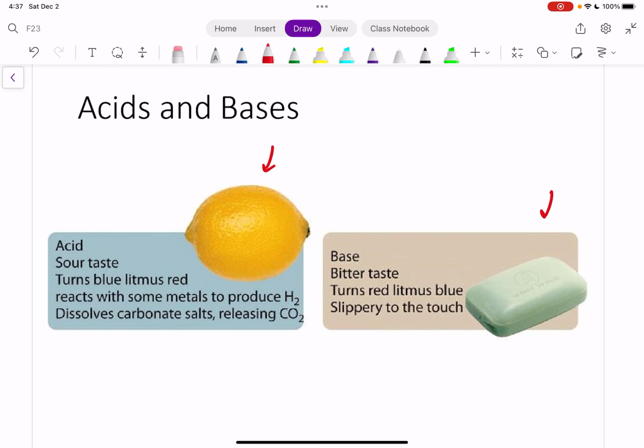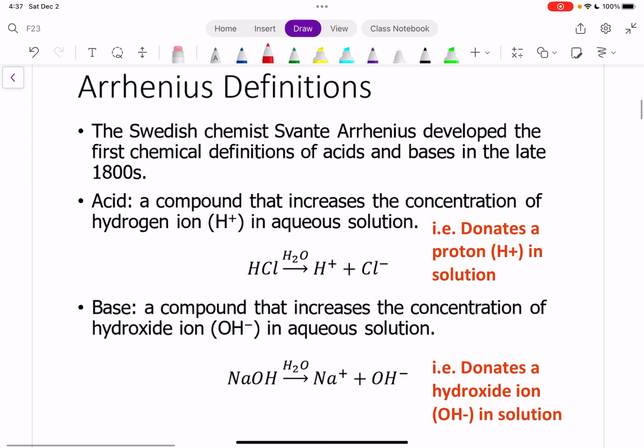And then something like soap. Soap is actually a common base, a household base. Things like soap or cleaning products typically tend to be pretty basic. But what if we wanted more of a textbook definition? Well, there was a Swedish chemist named Svante Arrhenius who developed the first chemical definitions of acids and bases, and that was in the late 1800s.